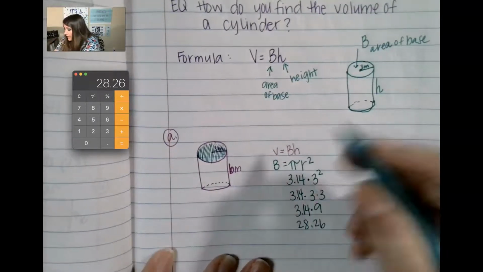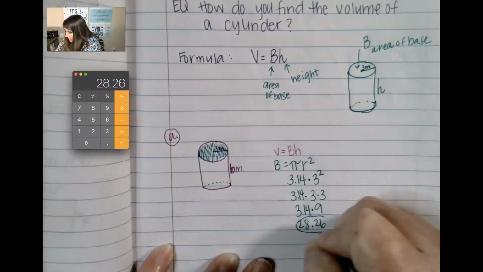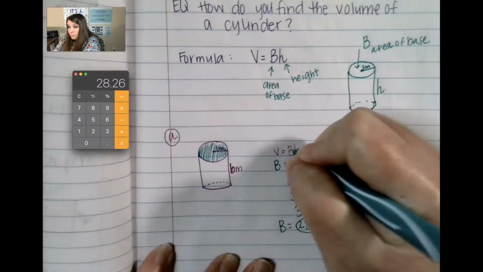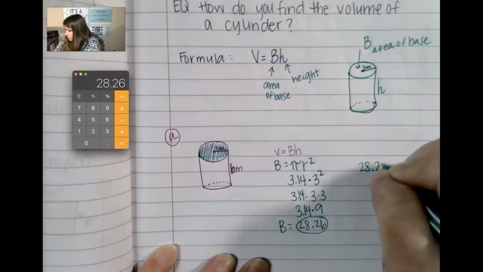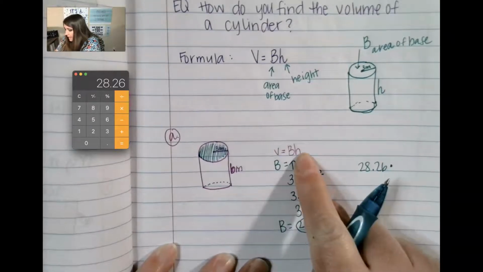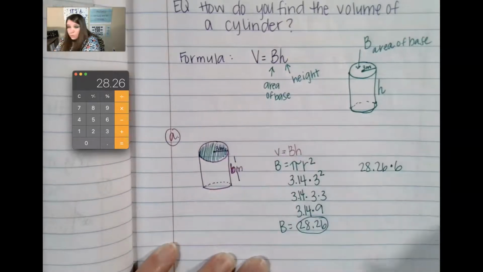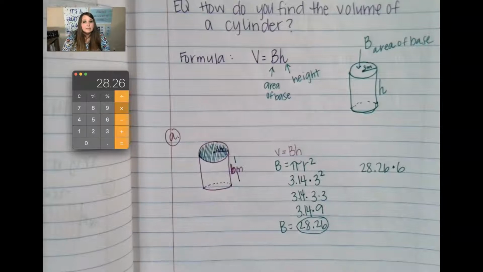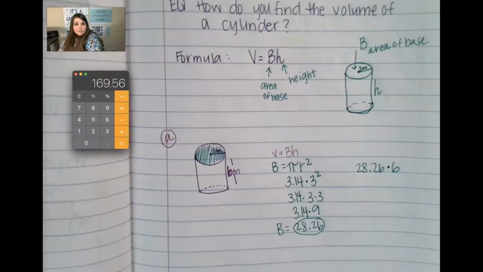28.26. And now we're going to take this 28.26, B equals, and we're going to put that right in for the B. 28.26 times the height. Well, our height is right here, and it is 6. So we're going to then multiply that by 6. So times 6, and that gives us 169.56 meters cubed, or cubic meters.